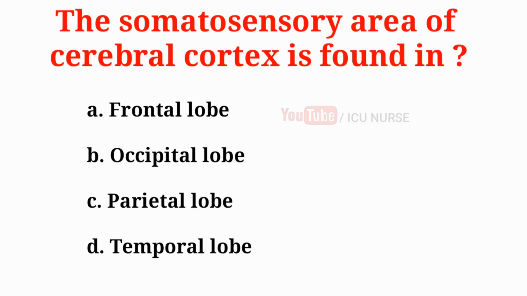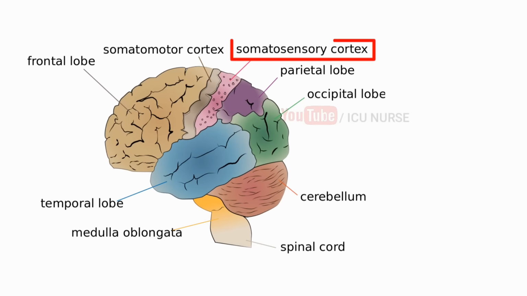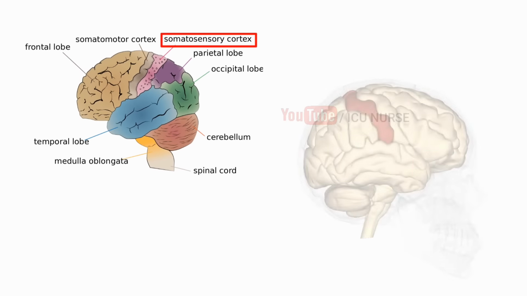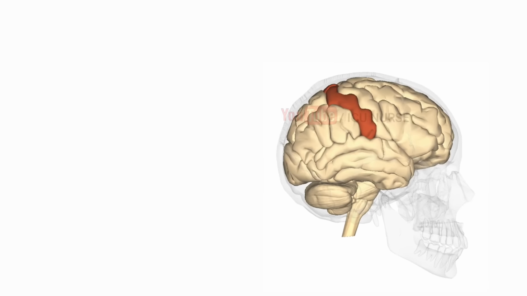The somatosensory area of cerebral cortex is found in A. Frontal lobe, B. Occipital lobe, C. Parietal lobe, D. Temporal lobe, and the correct answer is C. Parietal lobe. The primary somatosensory cortex is located in a ridge of cortex called the postcentral gyrus, which is found in the parietal lobe.